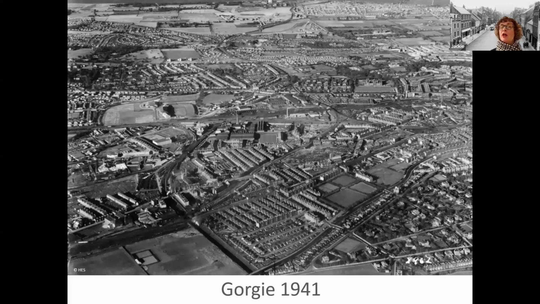Still at war, we are now looking down at Gorgie in 1941, and we can see a packed mixture of housing, factories and parks spreading out from 19th century Edinburgh. And in the centre to the left of the photograph, we can see Tynecastle and Murrayfield stadiums. This was taken again by the RAF camouflage unit on the 22nd of October.